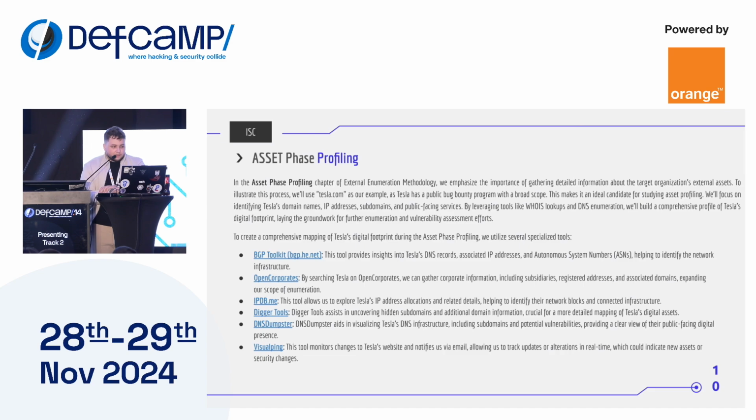For the asset phase, for the profiling of the organization, we are going to use some public tools. For the example, we are going to use Tesla because it has a public bug bounty program with a broad scope, and we can use it without any legal problems. And we have a BGP toolkit which provides DNS records, IP addresses, and ASNs. I will show you what an ASN is in a couple of seconds.